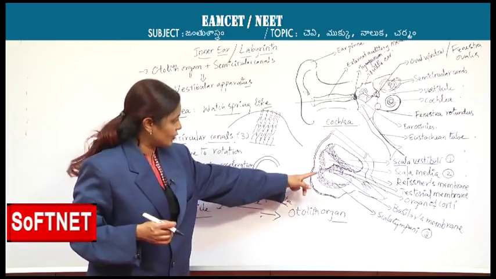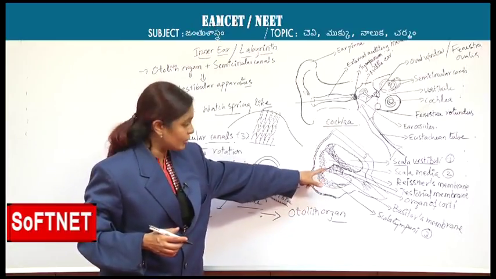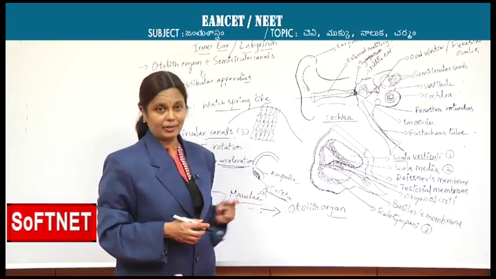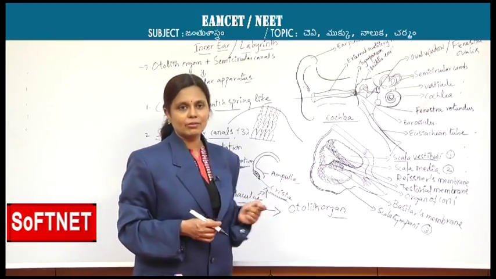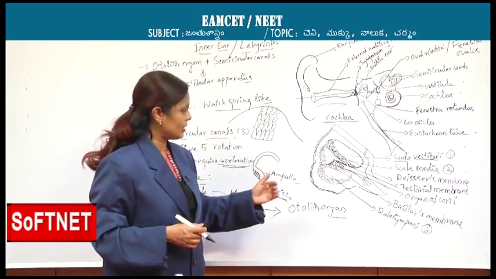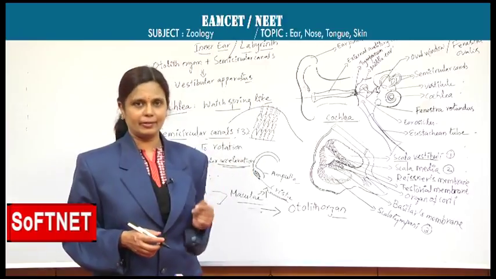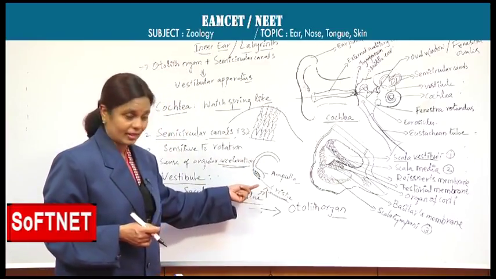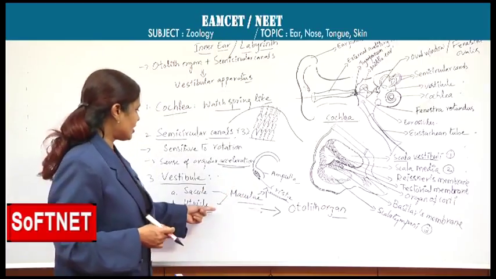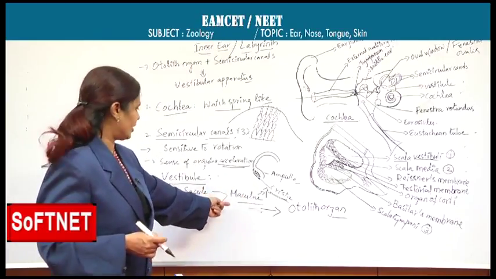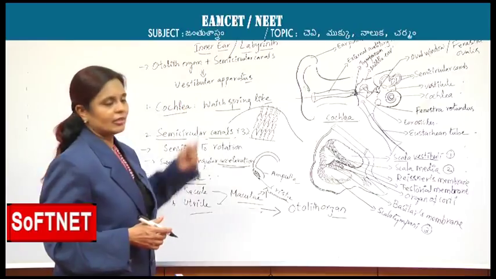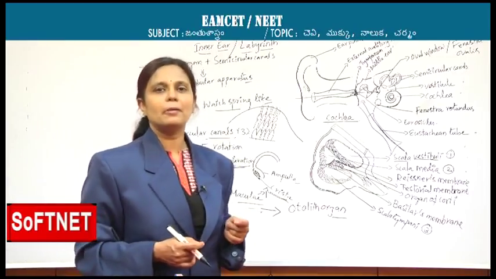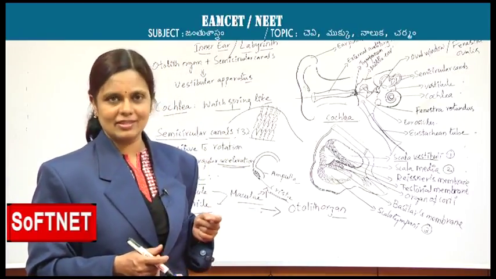The organ of Corti, sensory ridge present on the basilar membrane of cochlea, is sensitive to sound vibrations. That means it is responsible for hearing. Whereas, the sensory ridges present in the semicircular canals, that is ampullae, and the sensory ridges present in the vestibule, that is maculae, together are responsible for body balance, that is staticity.